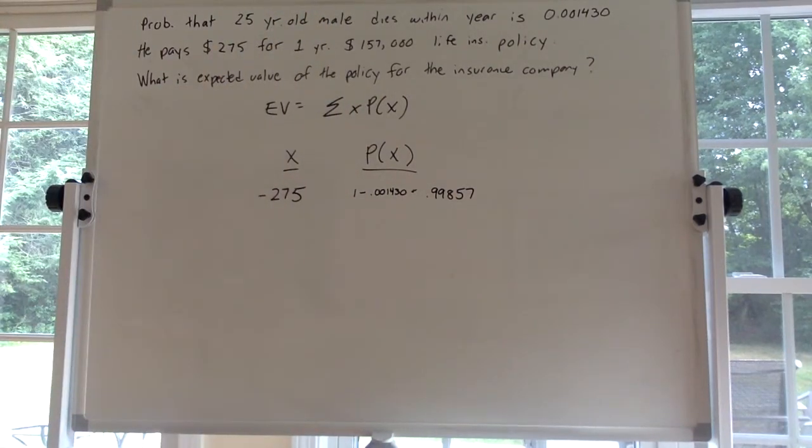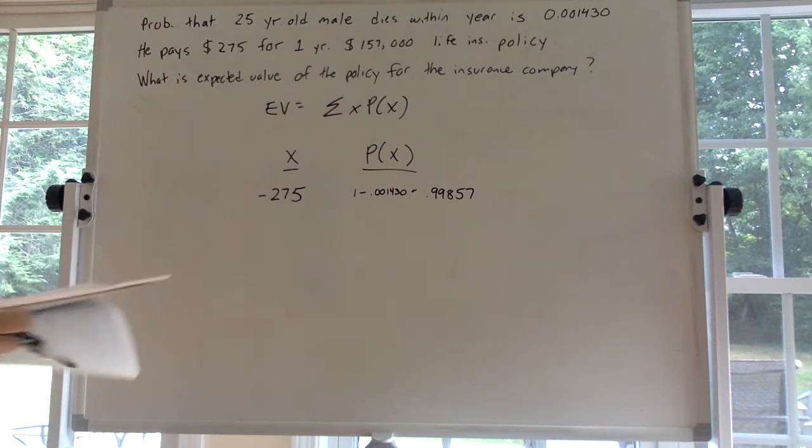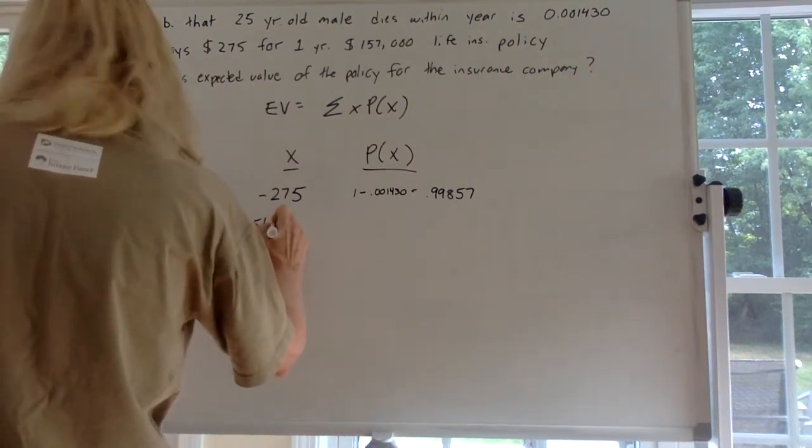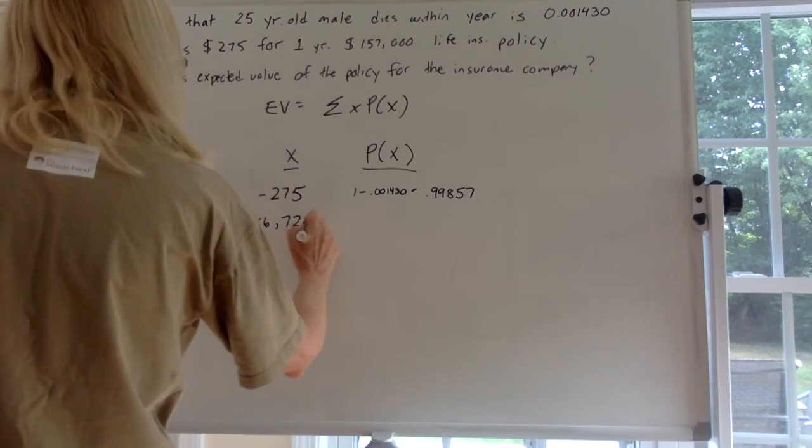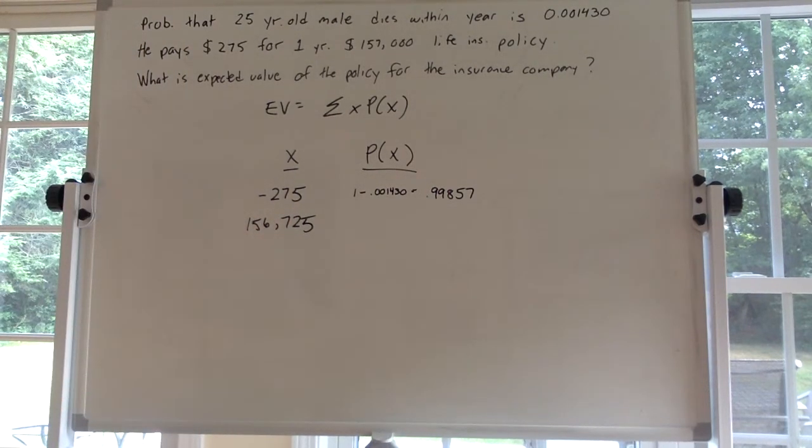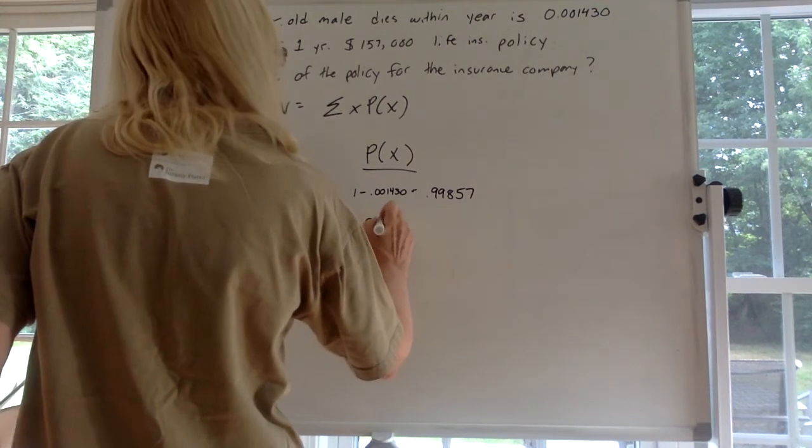Okay, now how about the unfortunate situation that he dies. So if he dies, his estate, like his wife or whoever, is going to get $157,000. But you have to remember that he already shelled out the $275 for that policy. So you have to subtract that $275 from the $157,000. So when you do that, his estate is going to be up $156,725, right? And what's the probability that he dies? 0.00143.